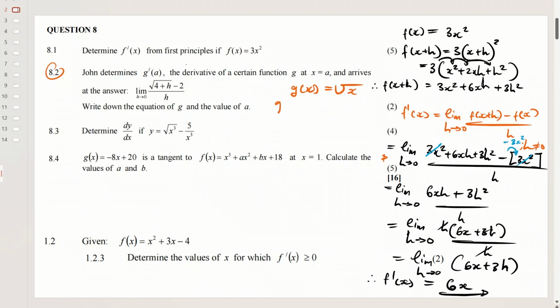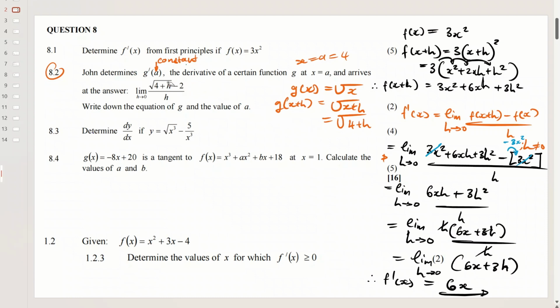Because now when we evaluate our function at x plus h, we'll have the square root of x plus h. And they say that for this function, John determined the derivative at x is equal to a. This a here is the constant. So that constant is just the 4. So take a look at this. When we replace, remember x is the same as a, that is equal to 4 now. So it means now that's 4 plus h. This is the same as what you have there.